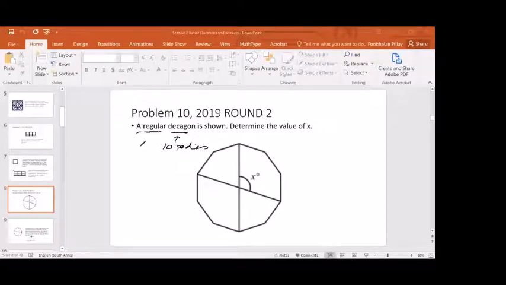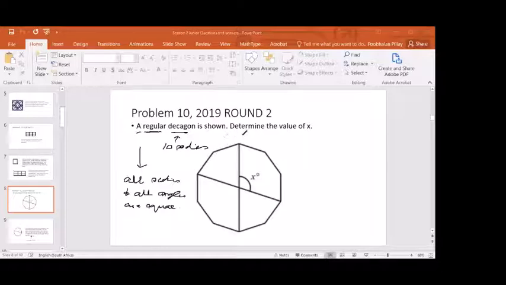All right, so regular means that all the sides and all the angles are equal. That is what you mean by a regular polygon. See, so a regular quadrilateral is where all the sides and all the angles are equal, and that's a square. A regular triangle, all the sides are equal, all the angles are equal, that's an equilateral triangle, right?